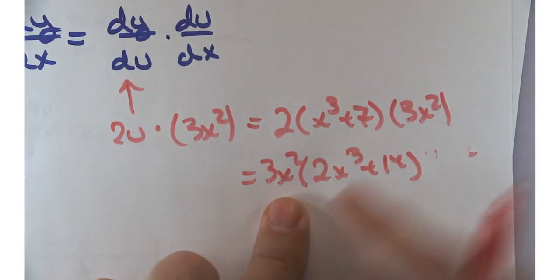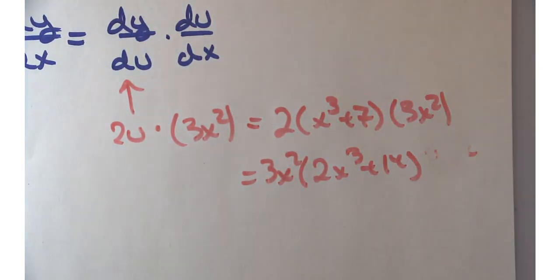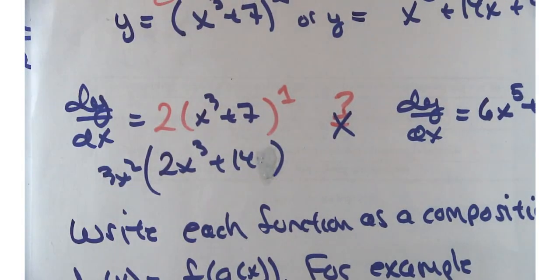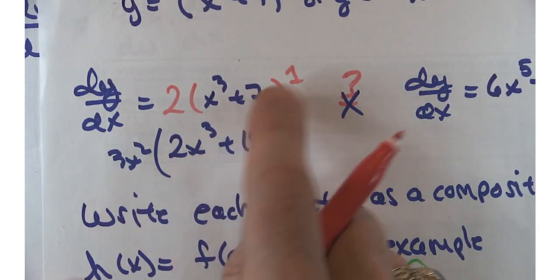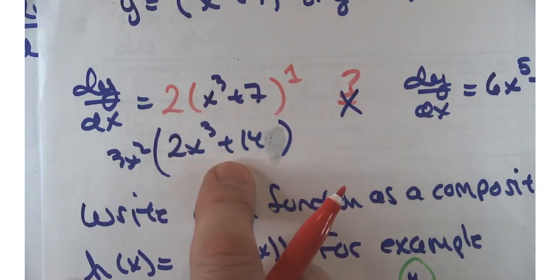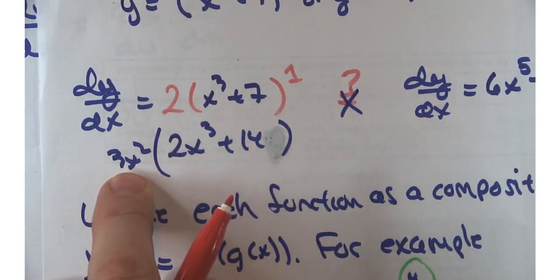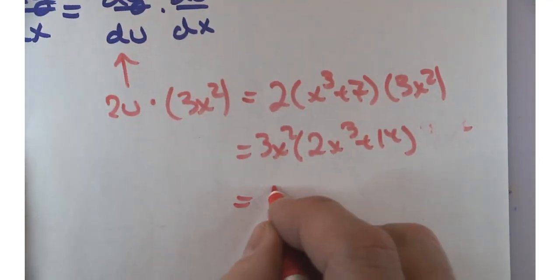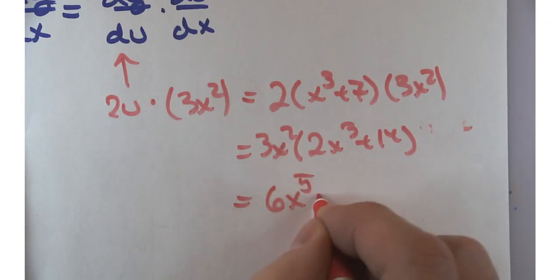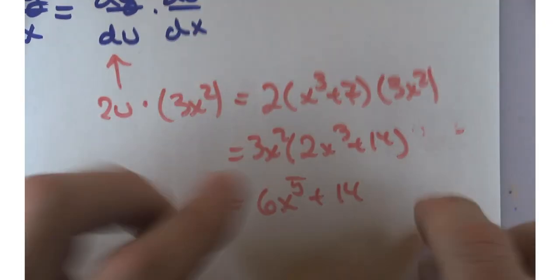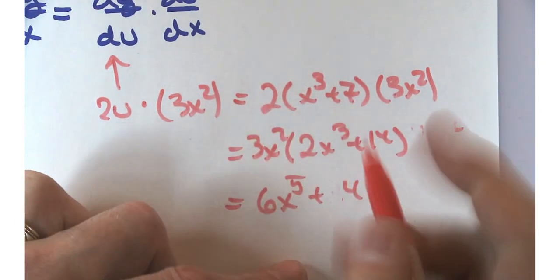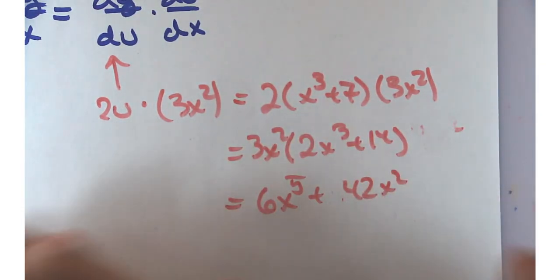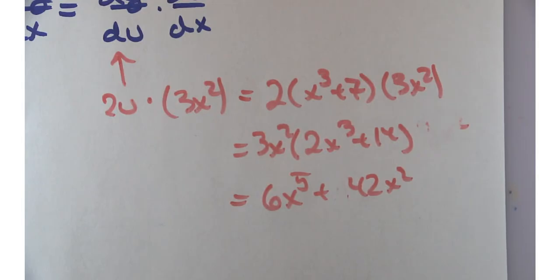And guess what? This is exactly what I said we should get when we looked at this earlier. You've got the derivative of the outside, which is this, times the derivative of the inside. Ah, okay, yeah, when we initially did this, we were missing that 3x squared factor, but now it's there. And if you distribute that, you get 6x to the fifth plus 42x squared. So wow, that actually worked.